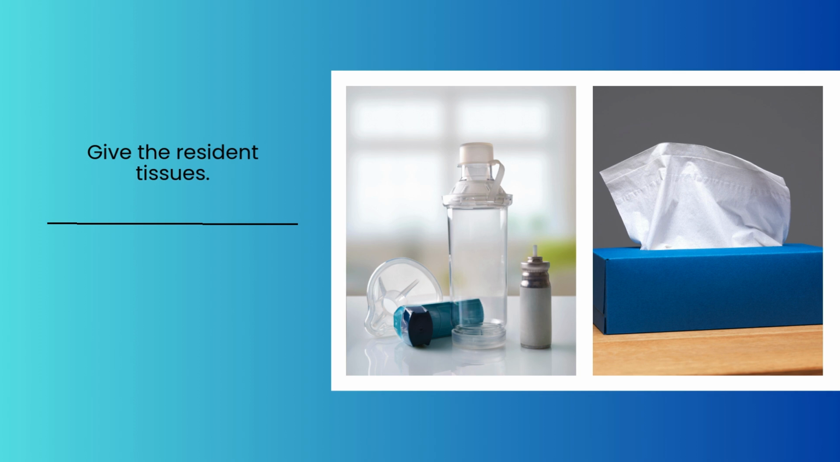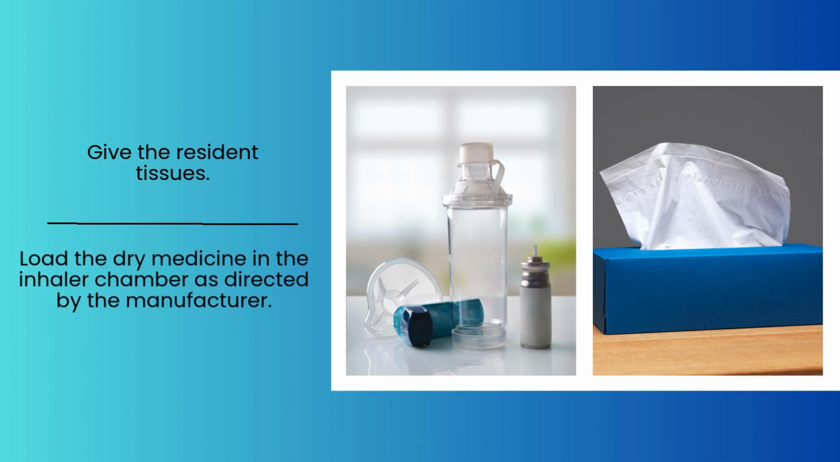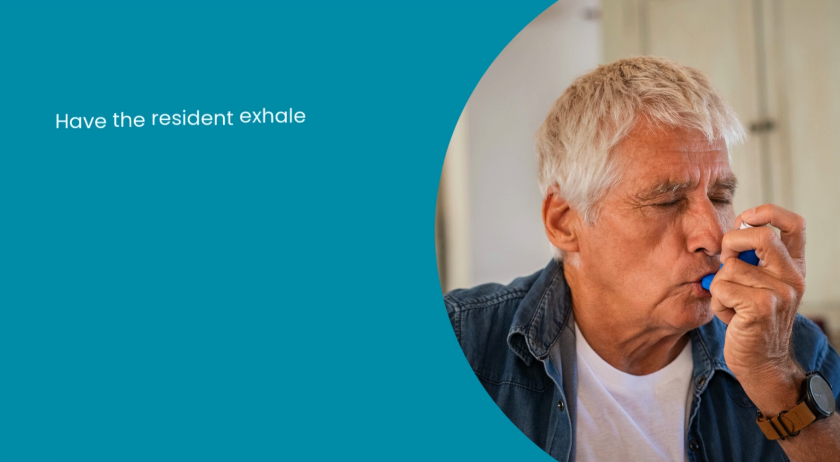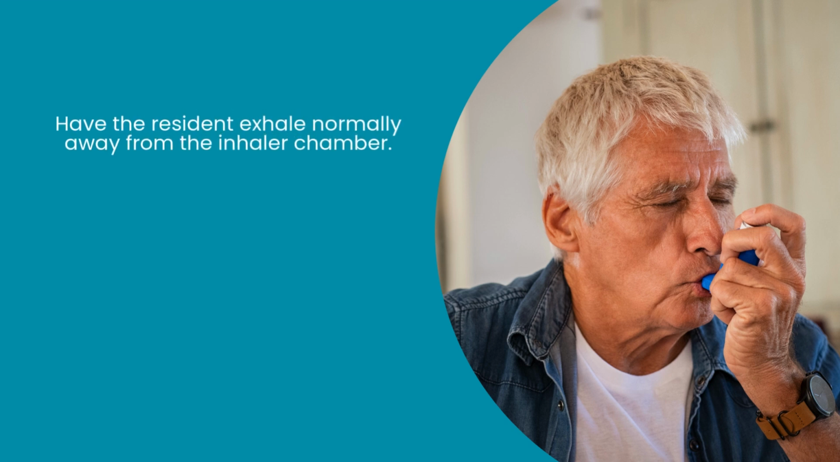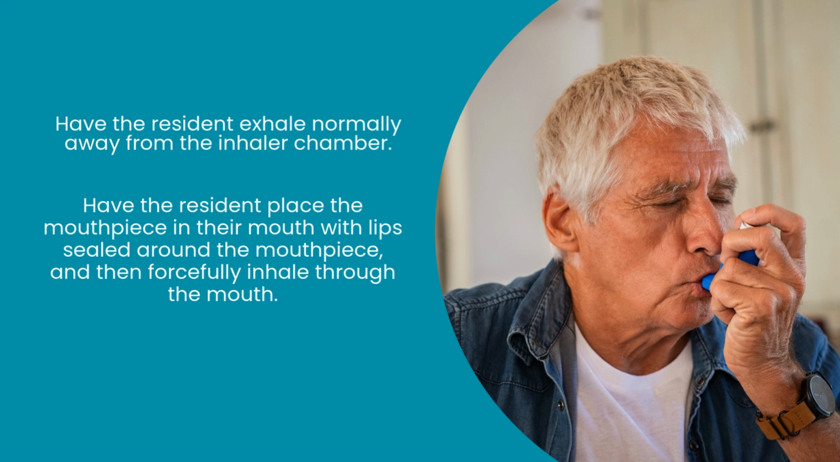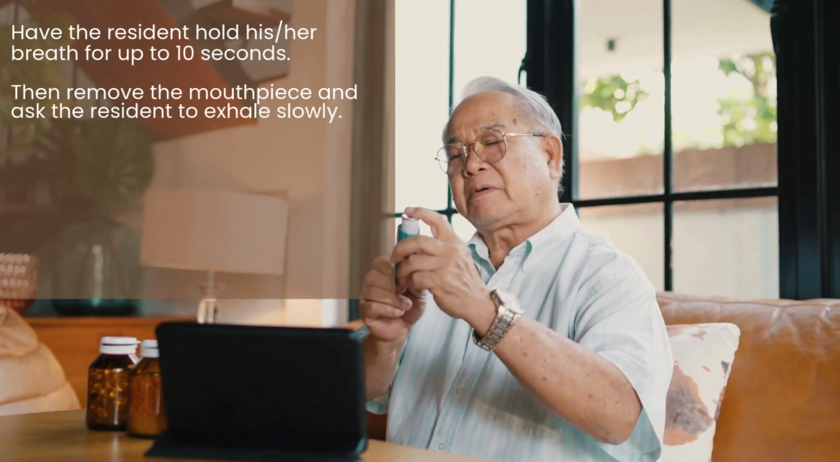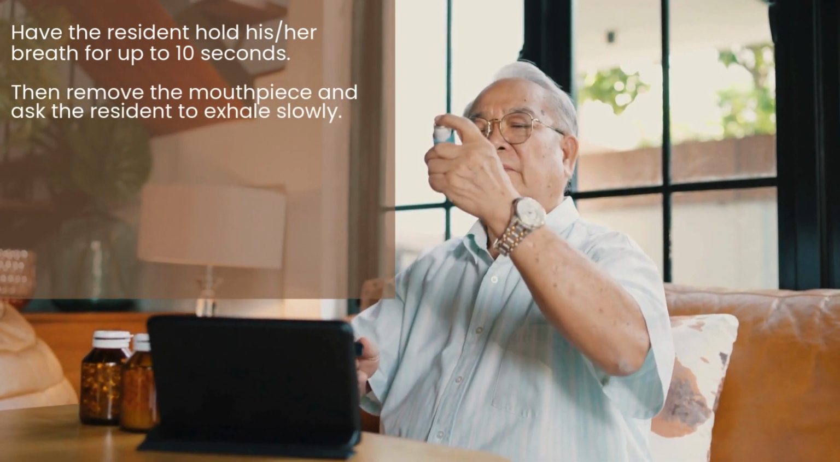Next, you should give the resident tissues. Then load the dry medicine in the inhaler chamber as directed by the manufacturer. Have the resident exhale normally, away from the inhaler chamber. Then have the resident place the mouthpiece in their mouth, with lips sealed around the mouthpiece, and then forcefully inhale through their mouth. Once this is completed, have the resident hold his/her breath for up to 10 seconds. Then remove the mouthpiece and ask the resident to exhale slowly.